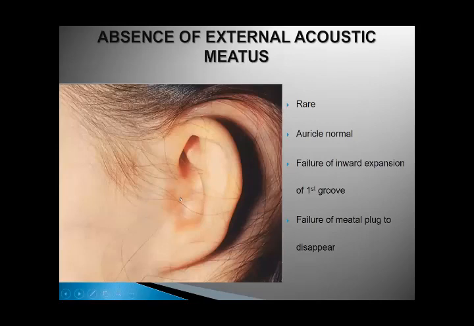So the external auditory meatus has not formed here. The ear has developed, but the external auditory meatus does not develop. This is something very rare, and it is present because of lack of invagination of ectoderm to form the first groove. The first groove does not form. If you remember, the external auditory meatus develops in the first groove. As a result, the meatal plug that is lying there fails to disappear and no external auditory meatus is formed.